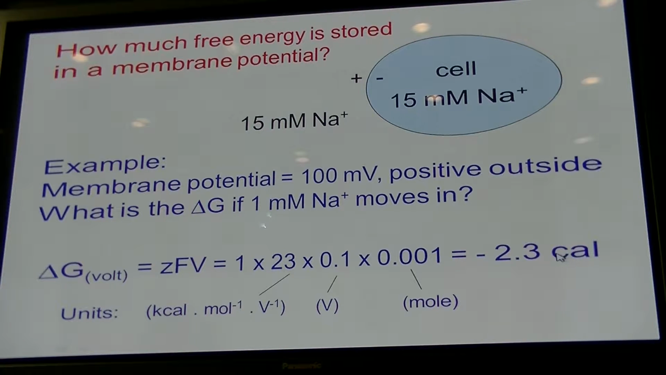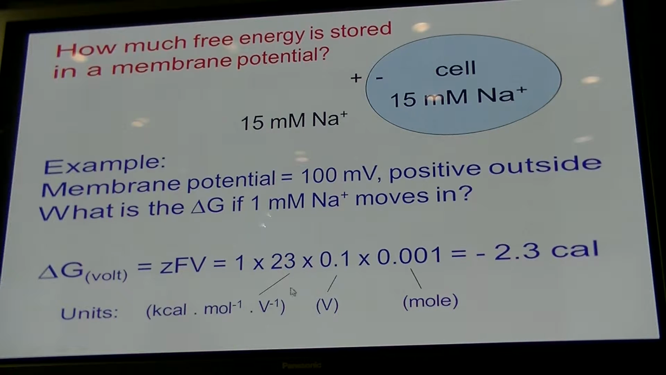Okay, so negative 2.3 kilocalories per mole. How do you do this? Now the good thing is you probably never have to do this. If you look at this at home, and you should, you will easily follow and understand. I've put the units here underneath, that's also convenient.